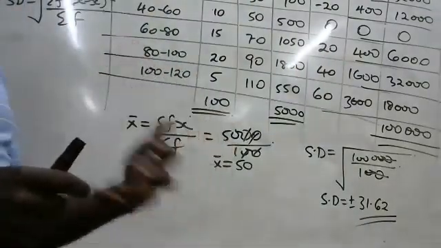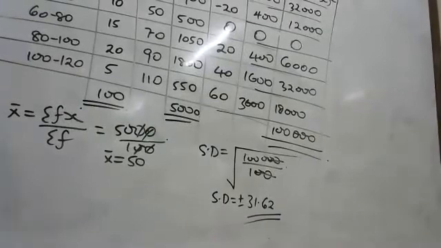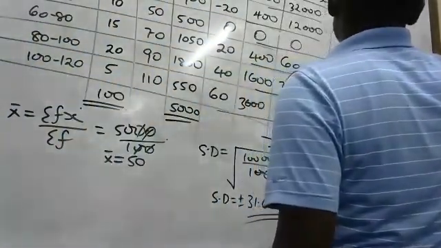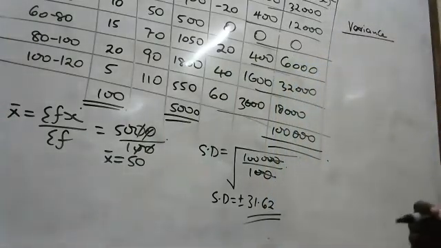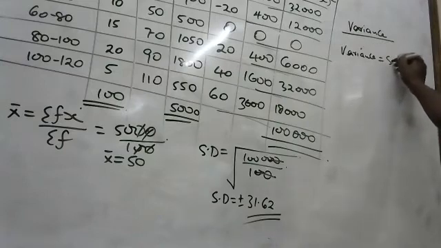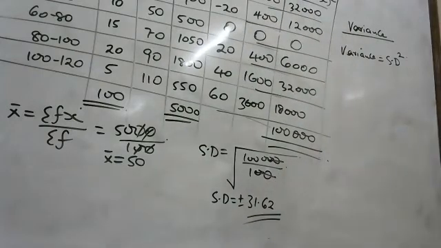So if you know how to get the standard deviation, then I will just mention the next two methods of calculating the dispersion. That is the variance and the coefficient of variation. So if I can start with the first one, which is the variance. The variance is the standard deviation squared. So variance is simply the standard deviation squared.